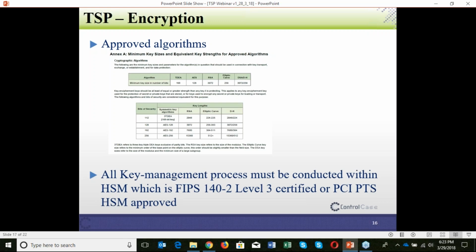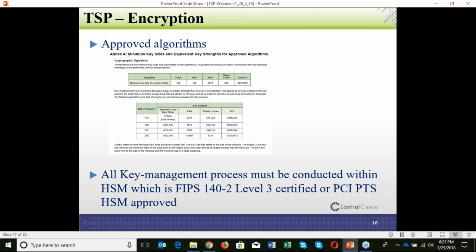As we have also seen earlier, the encryption process within the TSP must be performed by an HSM. This is a key element of the TSP encryption process, the key management function. The HSM must be FIPS 140-2 level 3 certified or PCI PTS HSM approved. These are the list provided.